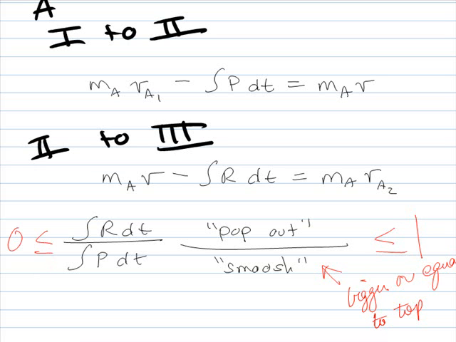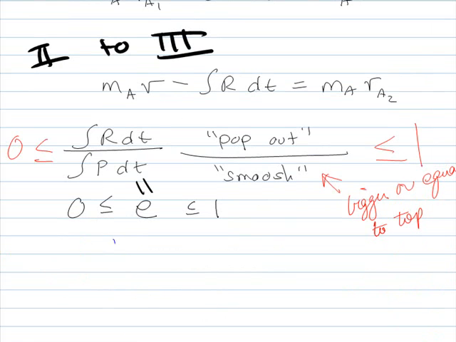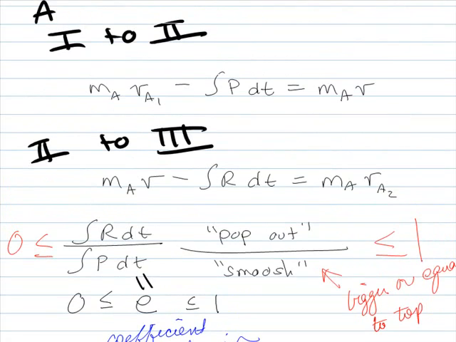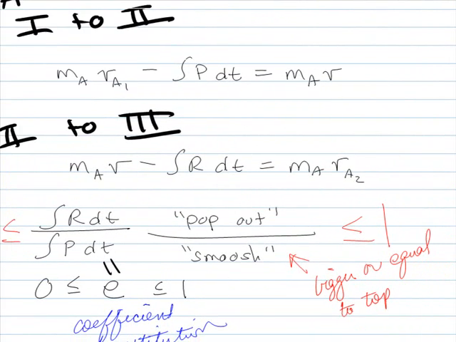Okay? And this ratio actually has a special symbol, and it's called E. So this is equal to E, and E is called our coefficient of restitution. It's another reason that restitution is on top, because we call it the coefficient of restitution. Okay, so let's take a look again here and see how we can get that.